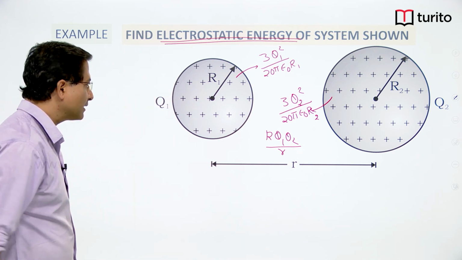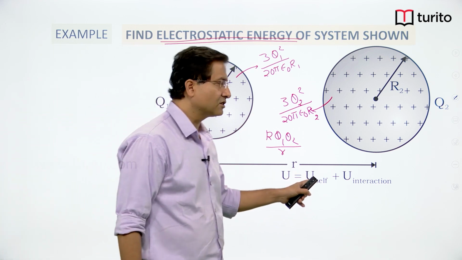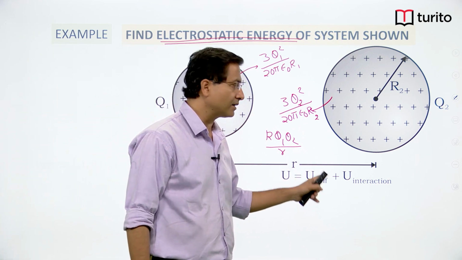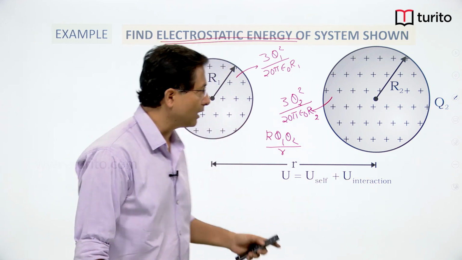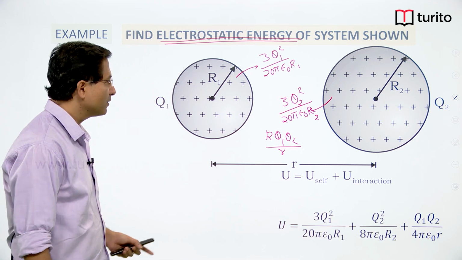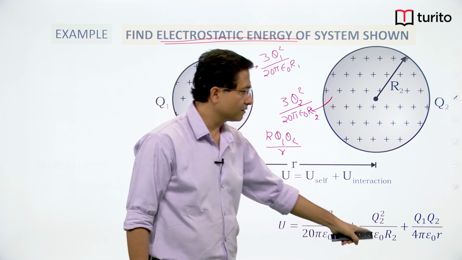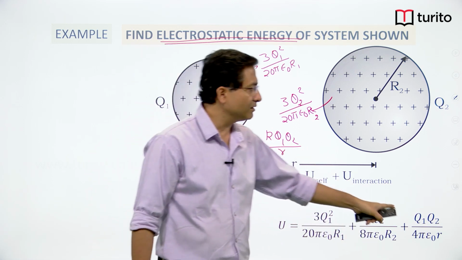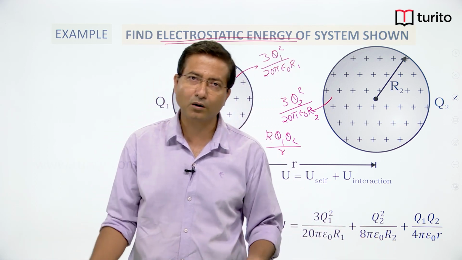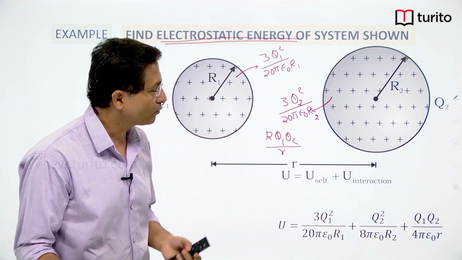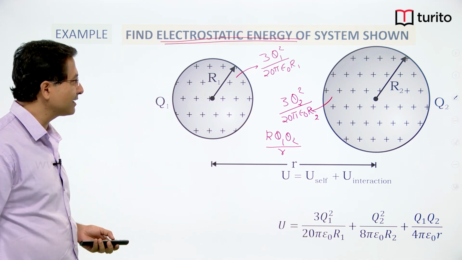So, to get the total energy associated, you need to add self energy 1 plus self energy 2 plus the energy associated with the interaction. I have just written the expression. If you simplify, the self energy of the first one we have written here, the self energy of the second one, this one, and the interaction between these two. So, this will give you the total energy associated to form this system, right. I hope this self energy concept is clear. Let us move to the next similar example.